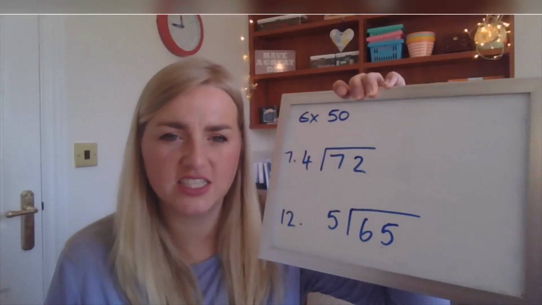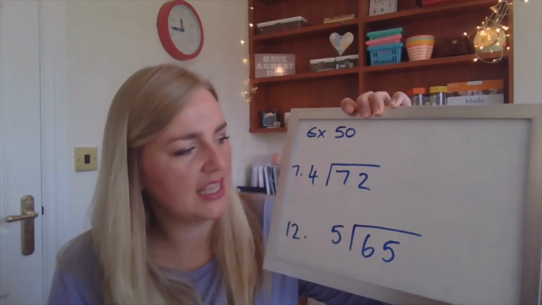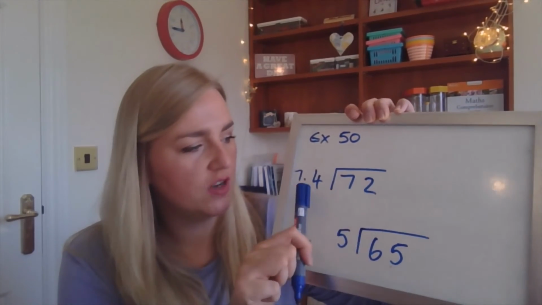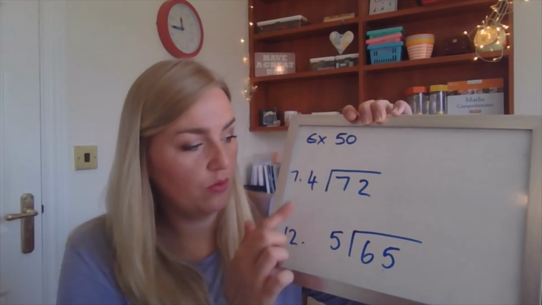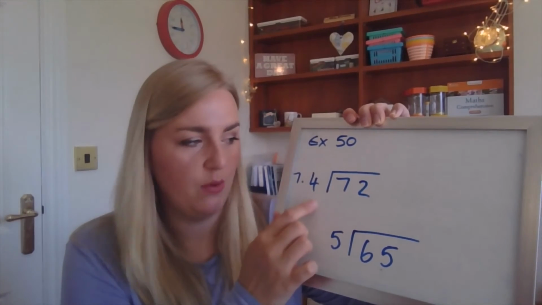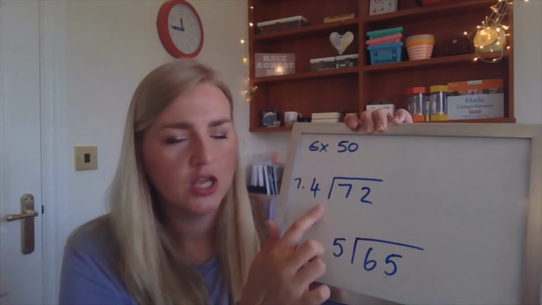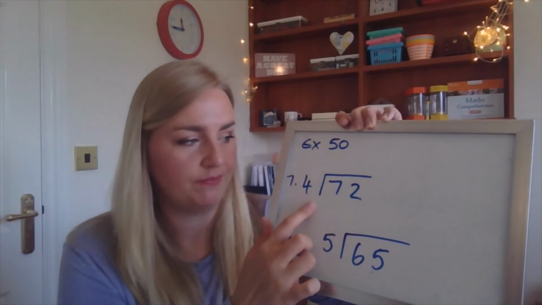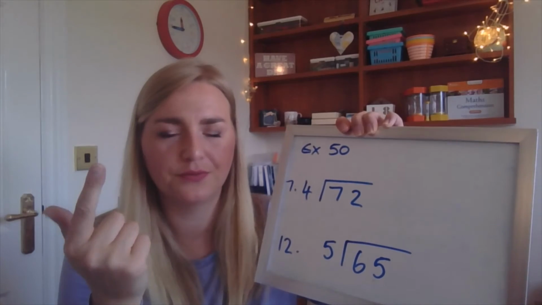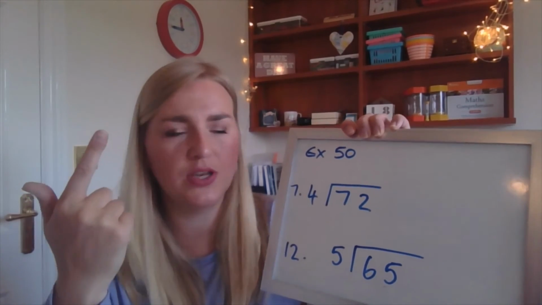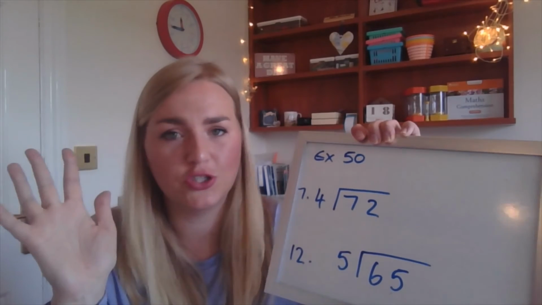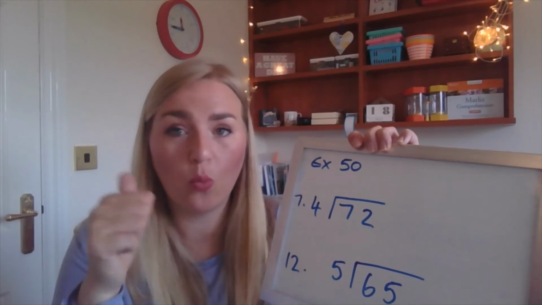and I'm looking at exercise 50, question number 7, which is 72 divided by 4. Okay, so let's think about it. We're doing our 4 times table here. We need to think about our 4 times table. So let's count until we get to 7. 4, 8. 7 isn't in our 4 times table, is it? 4, 8. Now we know 8 is too far. So we were able to count once.